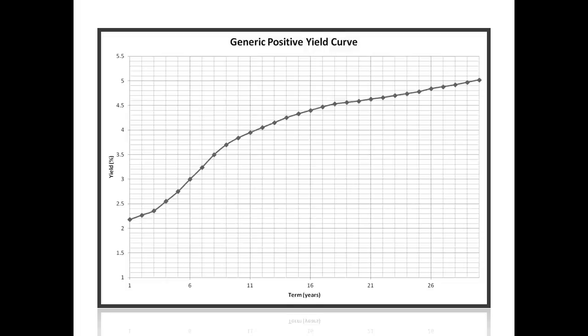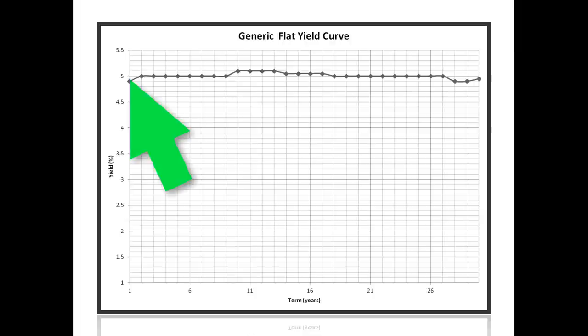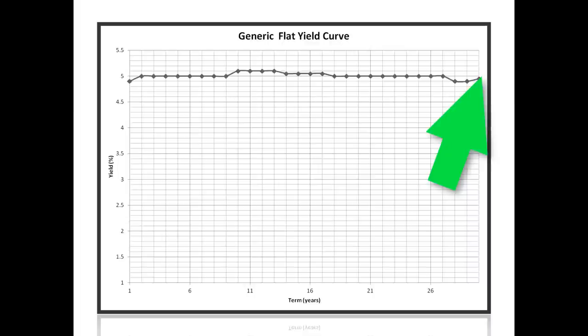So let's look at another one. When we look at this yield curve, this is considered a flat yield curve, meaning that if you were going to lend your money for 1 year, you would get 5% interest, or about 4.9% interest on this chart. And if you lent it for 30 years, you'd almost make the exact same yield on your money, which really doesn't make a lot of sense, and you might be wondering why in the world that would be the case, but we'll discuss that in just a little bit.